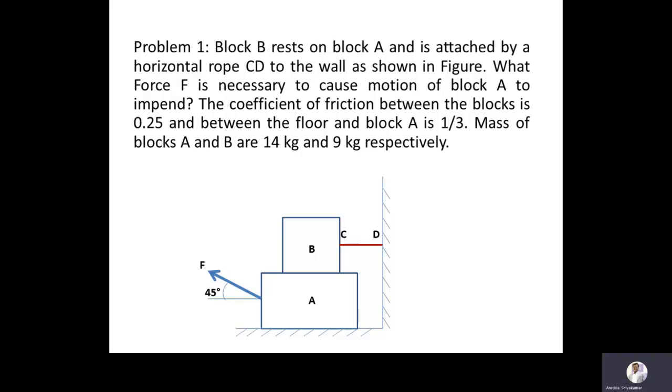The coefficient of friction between A and B is given as 0.25, and between the floor and block A is 1 by 3. The masses of blocks A and B are 14 kg and 9 kg respectively. An inclined force is given at an angle of 45 degrees. That force, we have to calculate its magnitude.